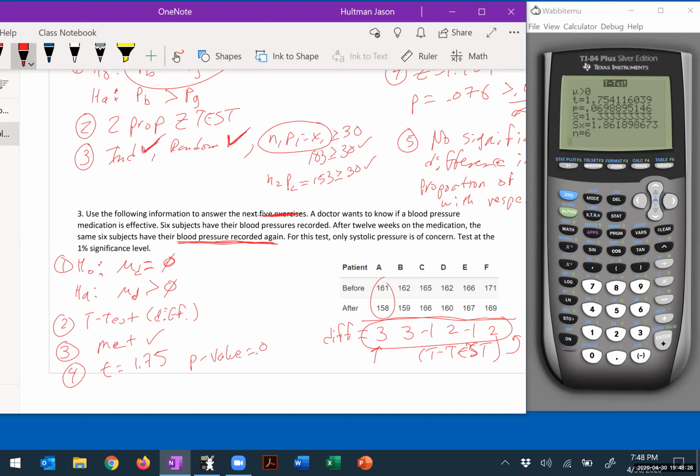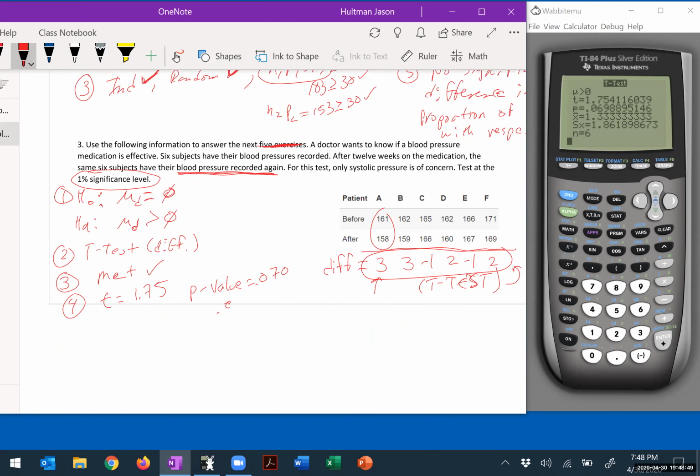Okay, 0.069, or I'll just say 0.07. That's greater than my significance level of 0.01. My significance level was 1%, which is 0.01. This is getting kind of messy. So 0.07 is greater than 0.01, which tells me to do what? It tells me that there was no significant difference.